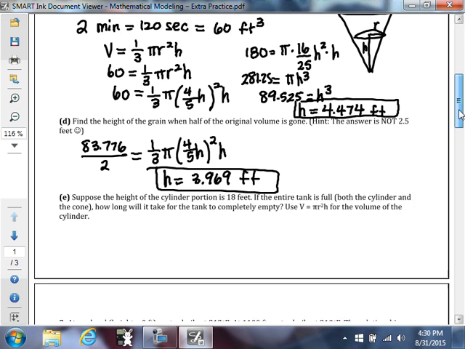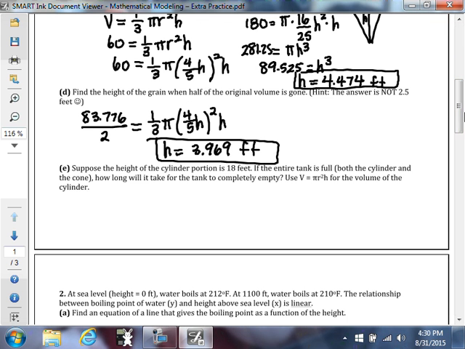All right. And the last one, so it says, suppose the height of the cylinder is 18 feet if the entire tank is full. So we have a cylinder, and the height is 18 feet, and then we have the cone underneath. How long will it take for the tank to completely empty? So again, that 83.776 is the portion of the cone that's totally full. And we're going to add it to, we used v equals pi r squared h. R is 4 still, because the radius of that cone is the same as the radius of the cylinder. And then h is 18.